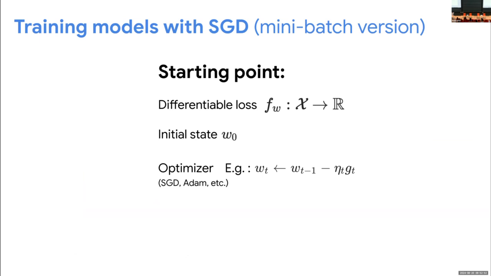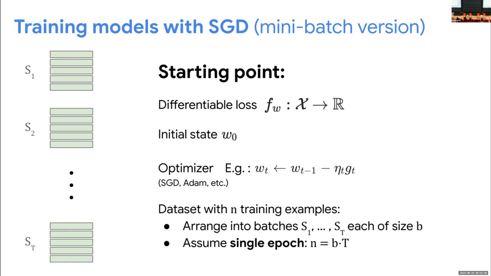And so the starting point for this algorithm is that you have a differentiable loss, an initial point, and an optimizer. For now, we can just think of the optimizer as a simple gradient update step where you take a step in the direction of the negative gradient. And the most important ingredient here is, of course, the training data. So you have n training examples, which are arranged into batches. Each batch is of size B, right?